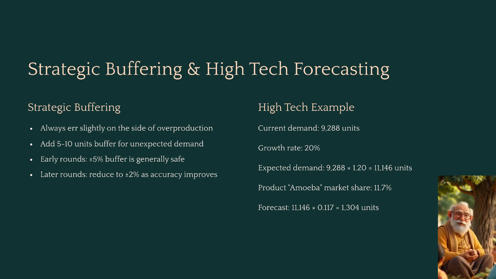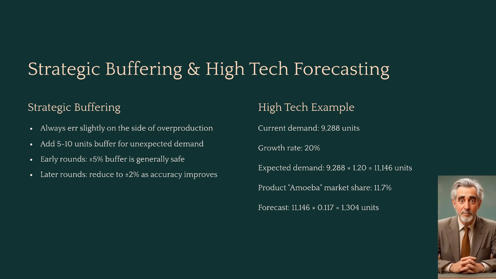11,146 times 0.117 is equal to 1,304 units, so we'll plan to produce 1,304 units, possibly rounding to 1,310. Why is this important? Well, in the last round, we might have produced only 1,000 units and sold out. That's 300 plus units of missed revenue and a loss of potential market share.